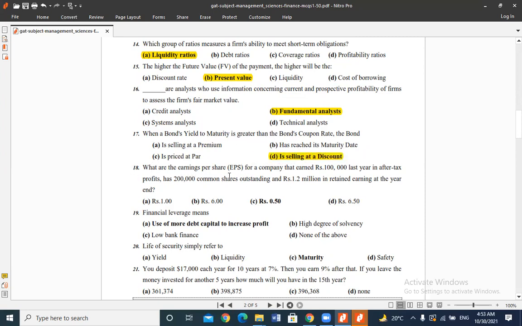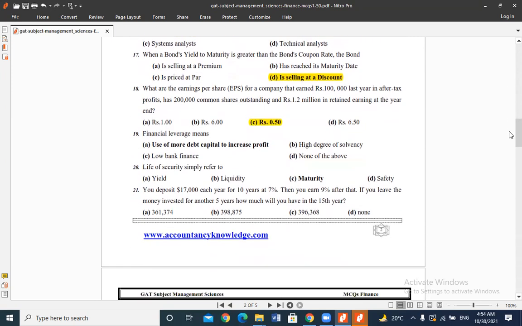What is the earnings per share EPS for a company that earned rupees 100,000 last year in after-tax profit, has 200,000 common shares outstanding, and rupees 1.2 million in retained earnings at the year end? It is 0.50. You can calculate by yourself. If financial leverage means use of more debt capital to increase profit. Like security, simple refers to maturity.